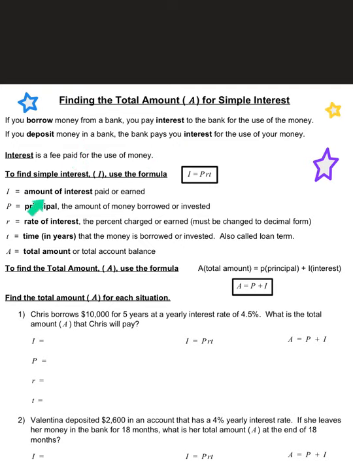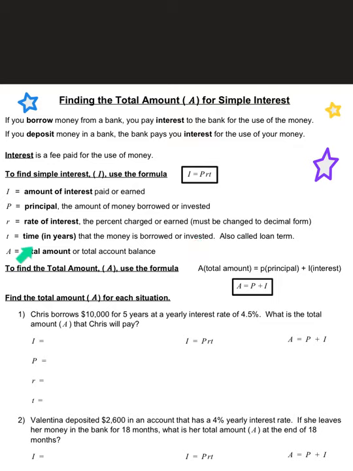Here's the formula breakdown. I is the amount of interest paid or earned. P is the principal, the amount of money borrowed or invested. R is the rate of interest, the percent charged or earned, which must be changed to a decimal form. T is the time in years, and if it's in months, you divide by 12. That's the time the money is borrowed or invested, also called a loan term.